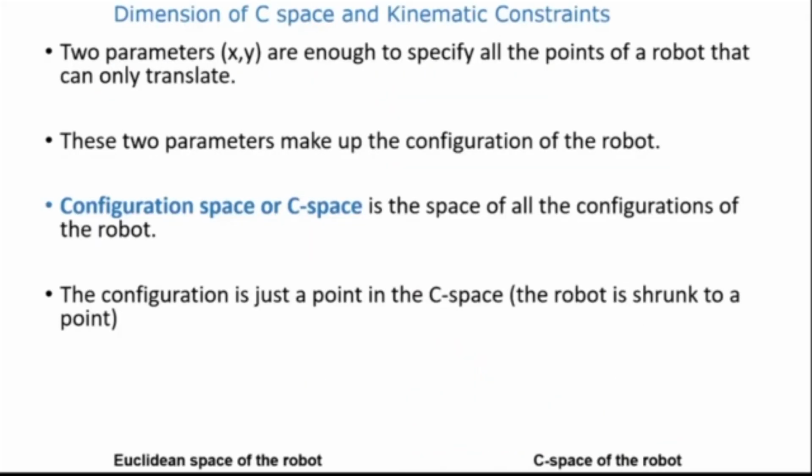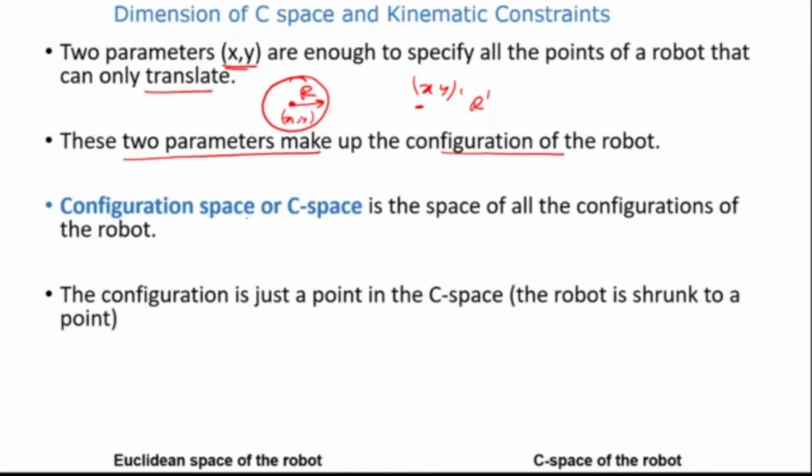Now let's look a little bit into the dimensions of C-space and kinematic constraints. Two parameters x and y are enough to specify all the points of a robot that can only translate. This is something we have seen. If a robot can only translate, then we need only x and y. If I have a robot like this with radius r, and I tell you the position x, y, and I know r, the radius of the robot, then only 2 parameters are enough. These two parameters make up the configuration of the robot.